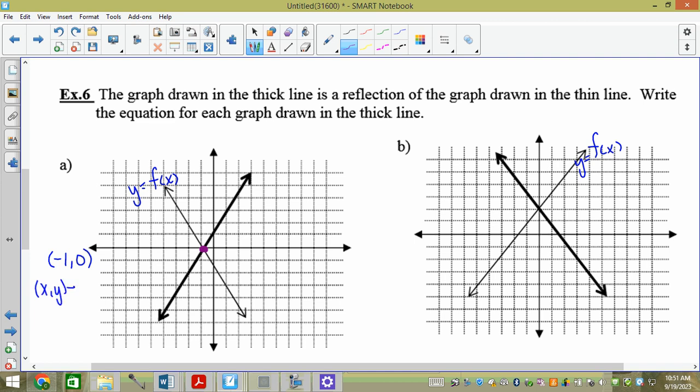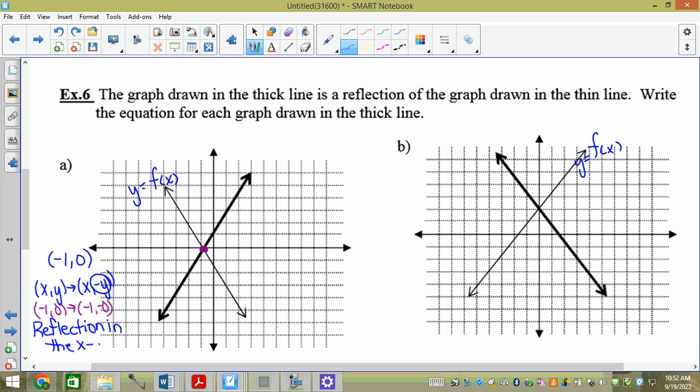xy becomes x negative y. This point would stay the same, and you can try it out. Negative 1, 0 becomes negative 1, negative 0. So it stayed the same, right? Had I used the other version, negative xy, this would become 1, 0, and it would change it, right? So I know that this is giving me a negative y, correct? So it is a reflection in the x-axis.